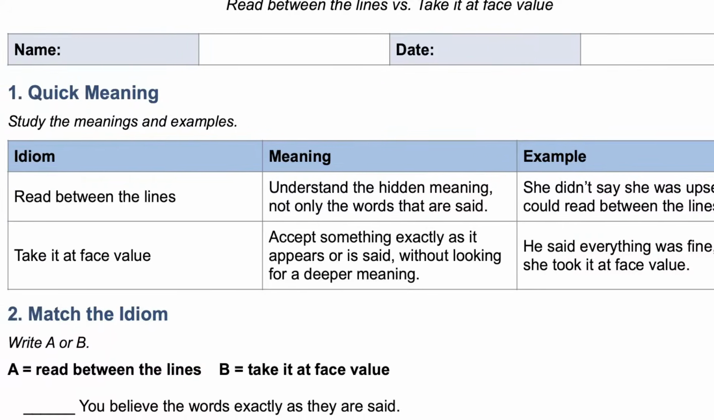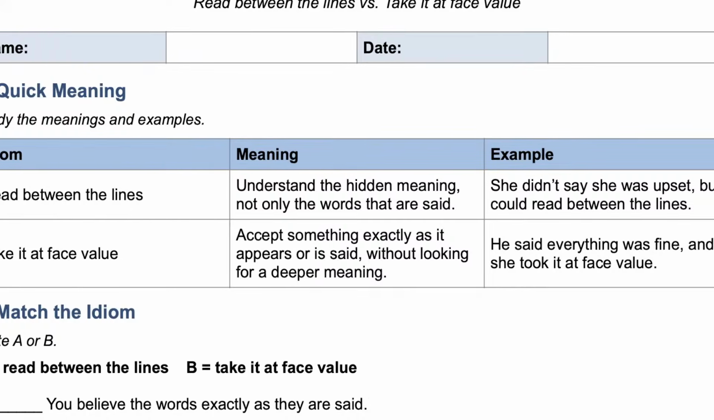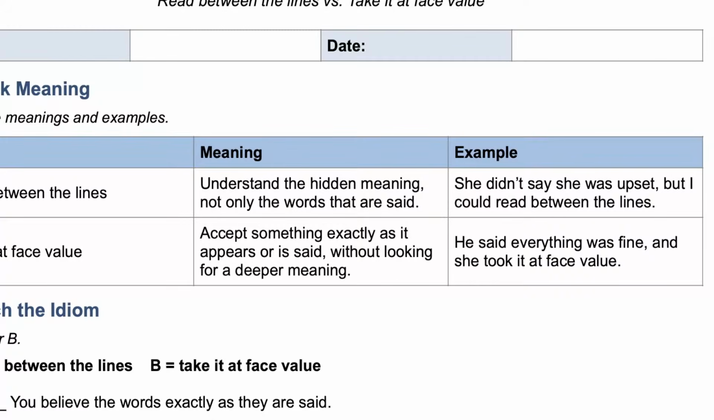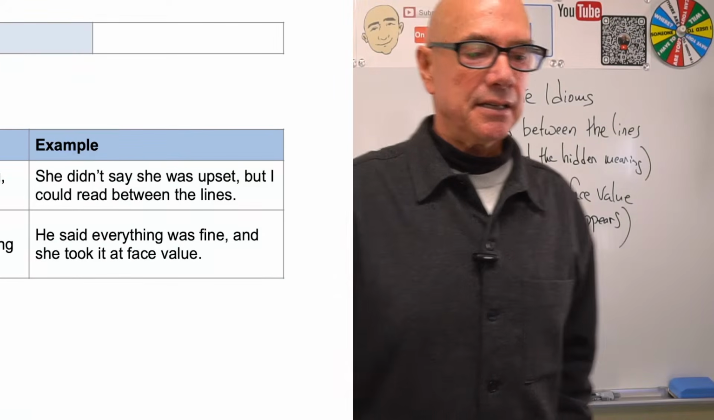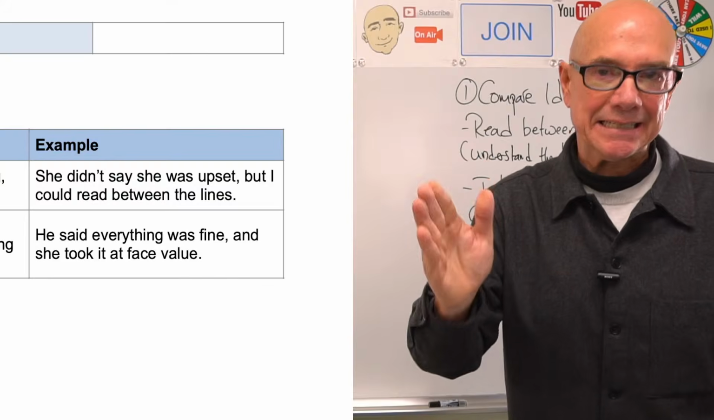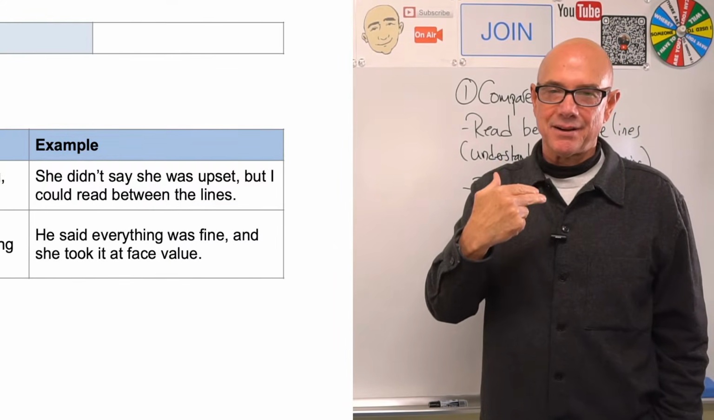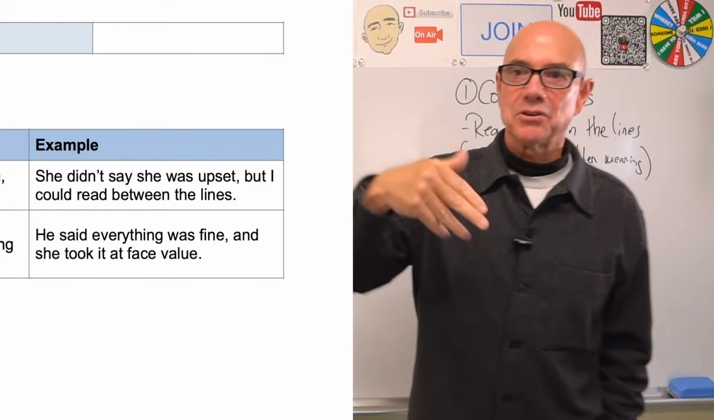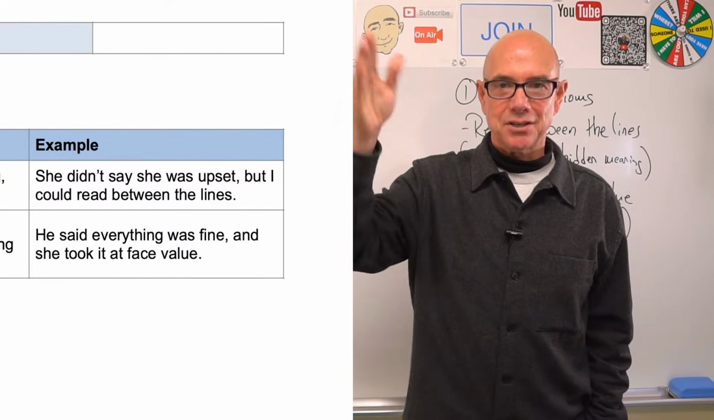Okay, so we have the meaning, right? Read between the lines. And the meaning is understand the hidden meaning, not only words that are said. That could be body language, that could be facial expressions, someone's actions. And the example, she didn't say she was upset, but I could read between the lines, right? So she didn't say it, but you can see it, and so you can understand her thinking. You could read between the lines.